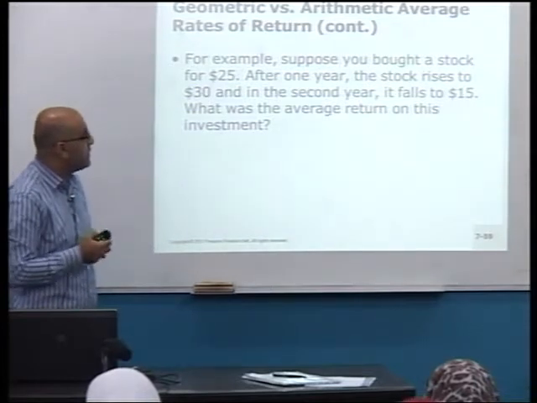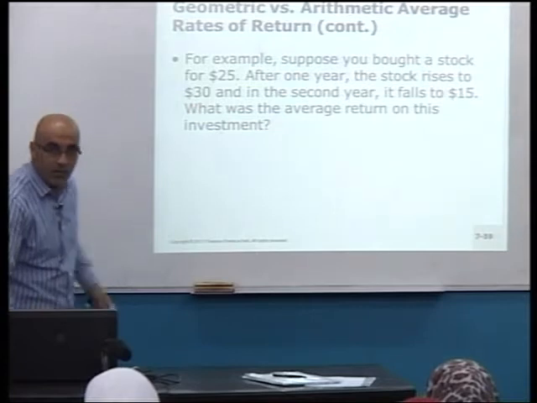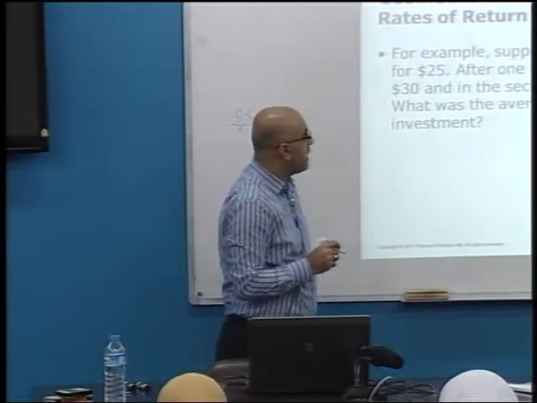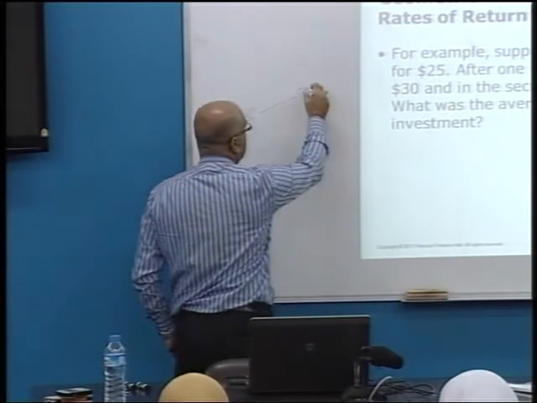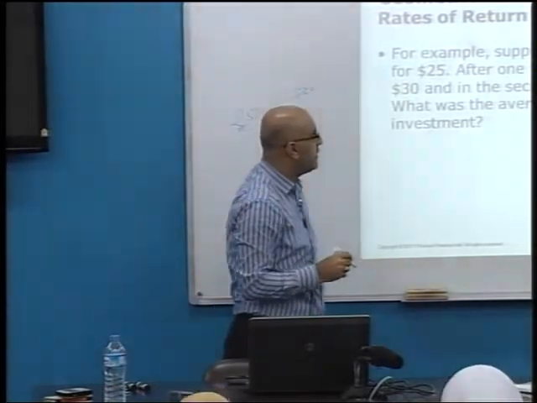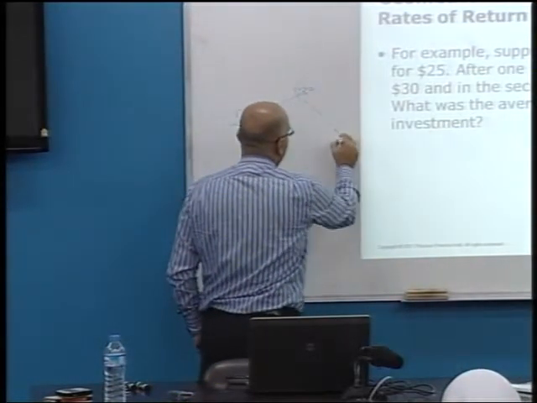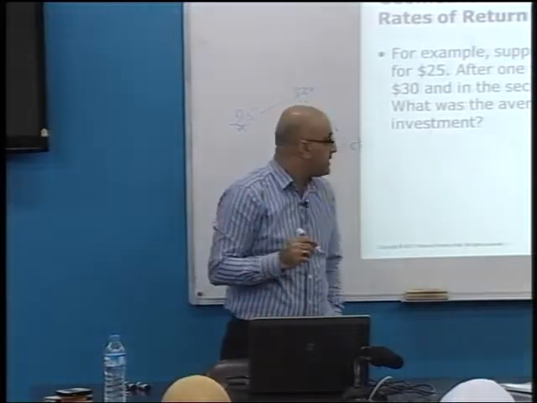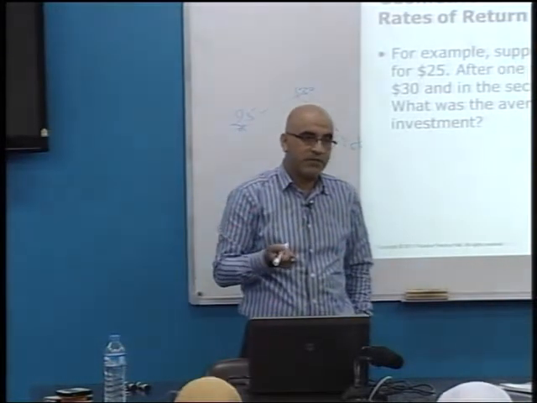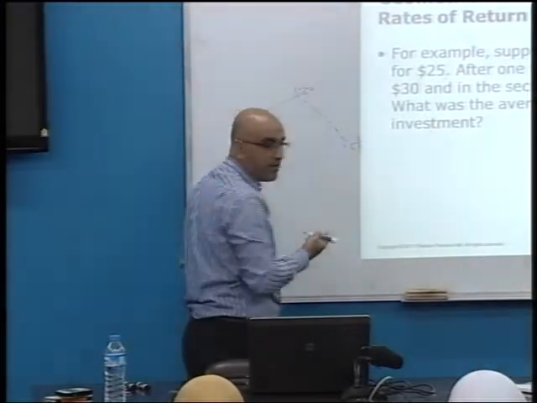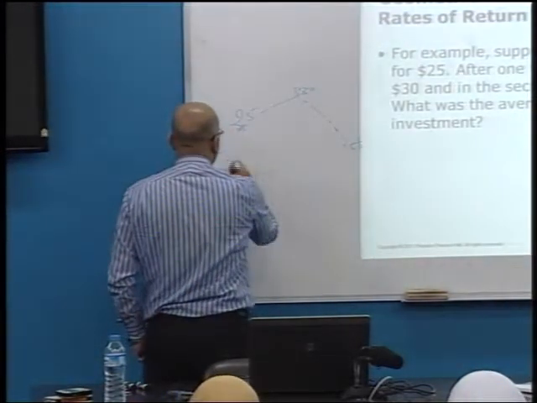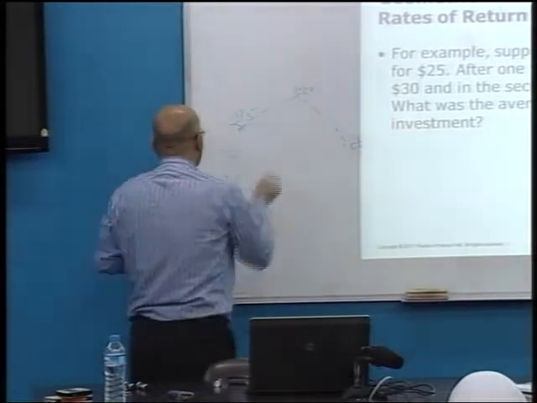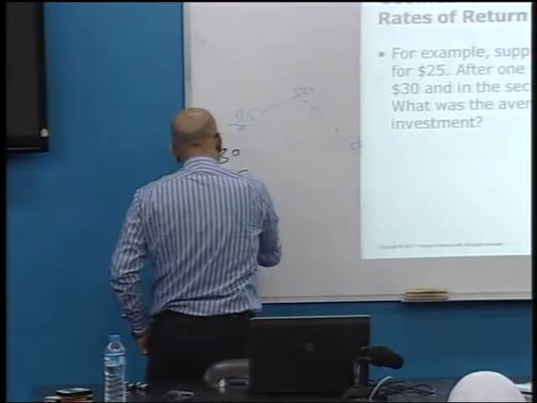For example, suppose you bought a stock for $25. After 1 year, the stock rises to $30, and in the second year, it falls to $15. What was the average rate on this investment? This is very simple. We start at 25, then 30, then 15.